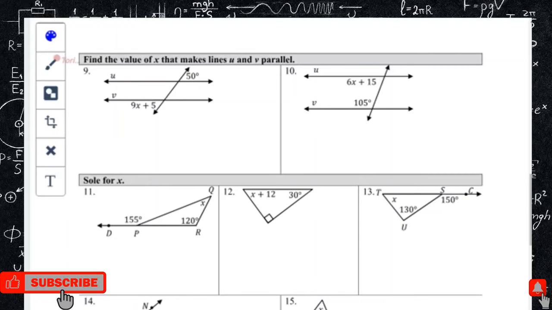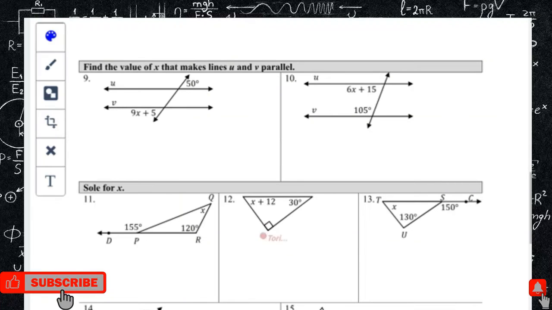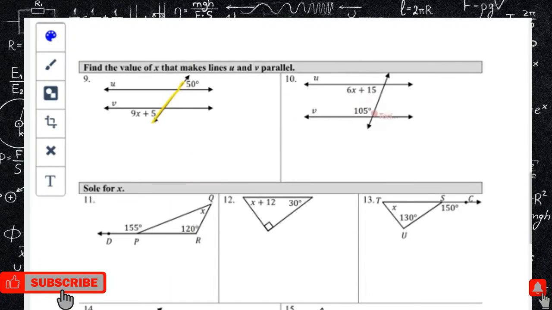Find the value of X that makes lines U and B parallel. This is the exact same instructions. You just have algebraic expressions this time for your angle pairs. So that's okay. We're going to work it out the same way. We will highlight our transversals. We will identify the interior. Like so, and then we can identify the angles.